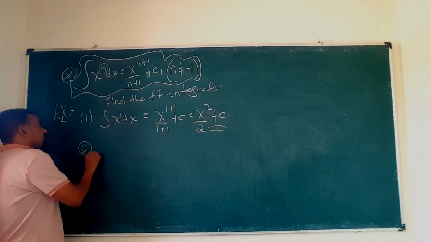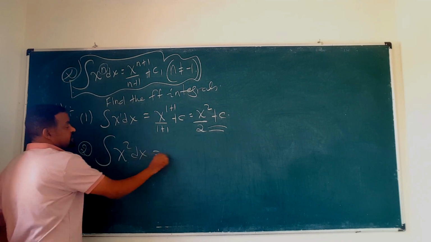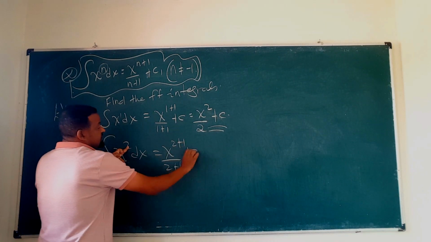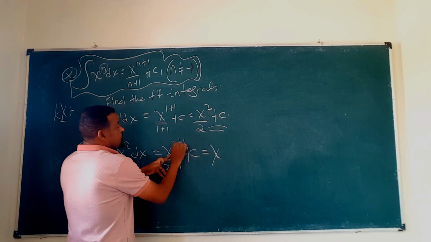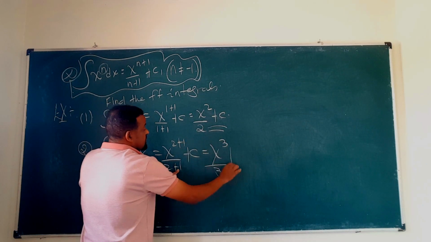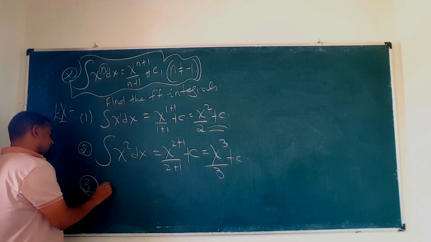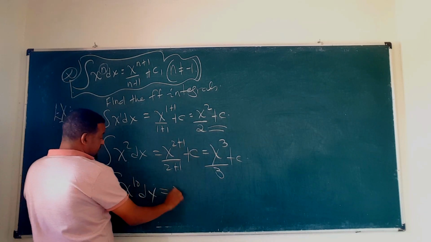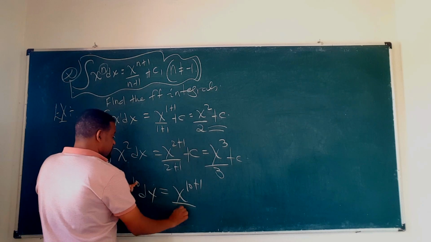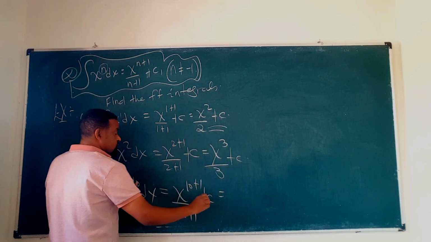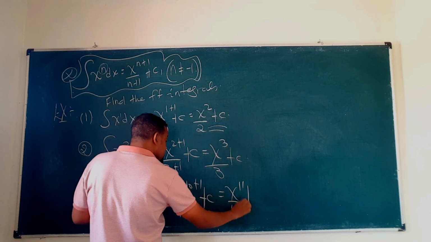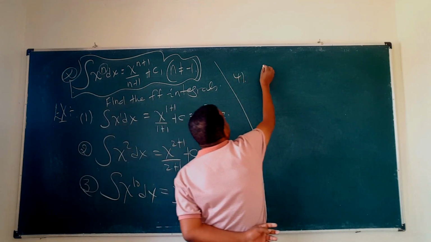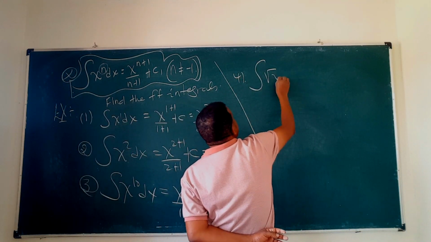Okay. The second one. What is the integral of x squared dx? Now our exponent is 2. So this is x to the power of 2 plus 1 over 2 plus 1 plus c, which is x cubed over 3 plus c. The third one, say for example: what is the integral of x to the power of 10 dx? That will be x to the power of 10 plus 1 over 10 plus 1 plus c, so x to the power of 11 over 11 plus c. The fourth one, say for example: what is the integral of radical of x dx?